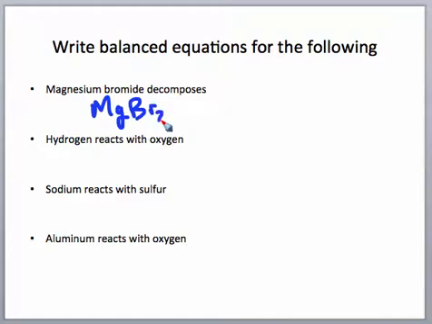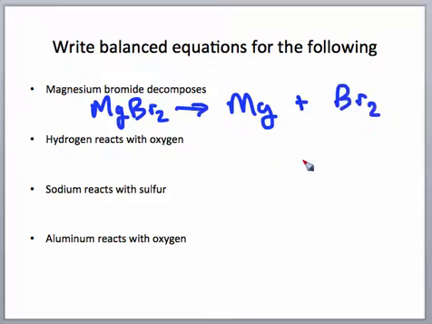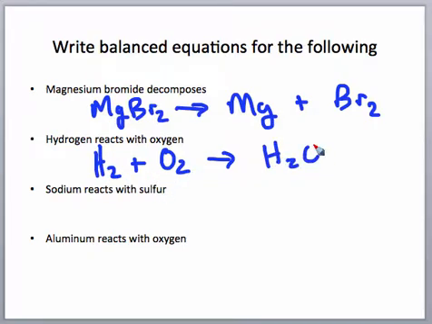So magnesium bromide decomposes. So it's going to break up into magnesium and bromine. Bromine's diatomic, and you can see everything is balanced. Hydrogen reacts with oxygen. Both are diatomic. So we have 2 elements, so we're going to bring those together to form H2O, and then we'll balance it with our coefficients.